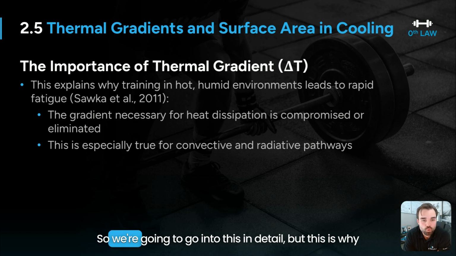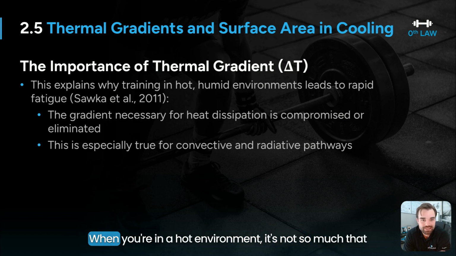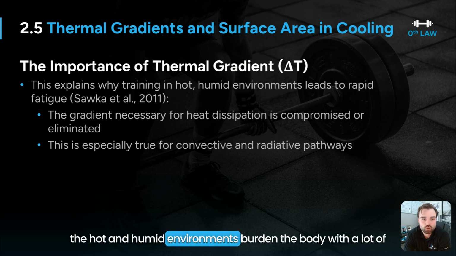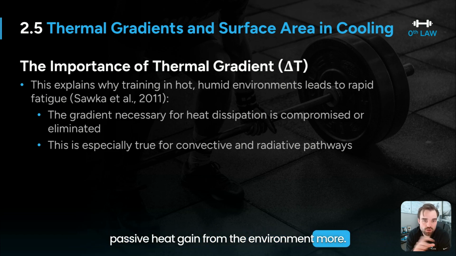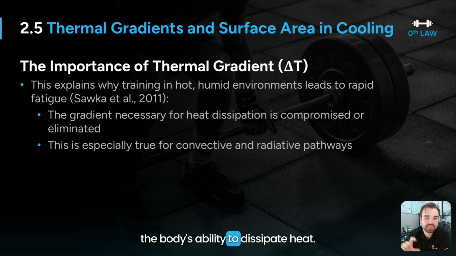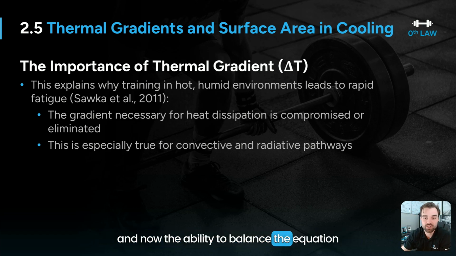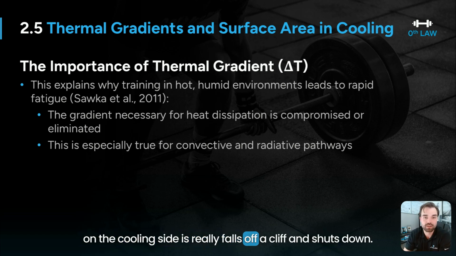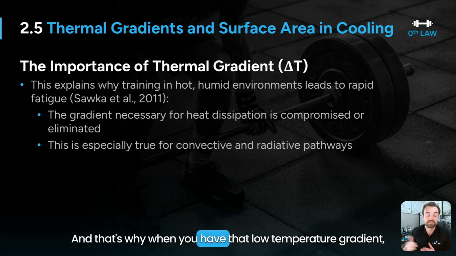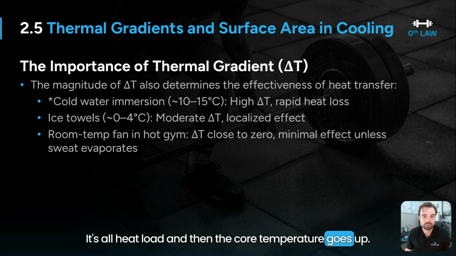So we're going to go into this in detail, but this is why training in hot and humid environments leads to rapid fatigue. When you're in a hot environment, it's not so much that the hot and humid environments burden the body with a lot of passive heat gain from the environment. More so, what happens is it eliminates or dampens the body's ability to dissipate heat. So the body's still generating a lot of metabolic heat, and now the ability to balance the equation on the cooling side really falls off a cliff and shuts down. And that's why when you have that low temperature gradient, you're unable to cool effectively. It's all heat load, and then the core temperature goes up.